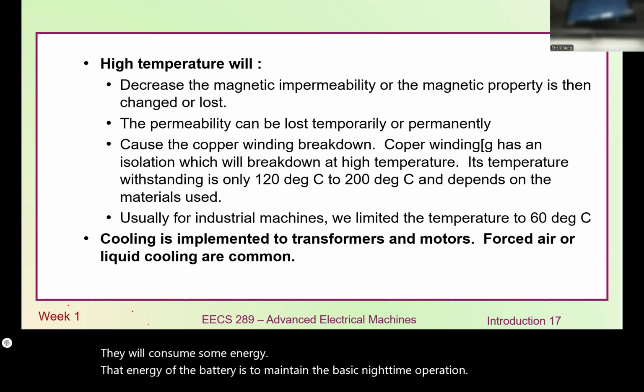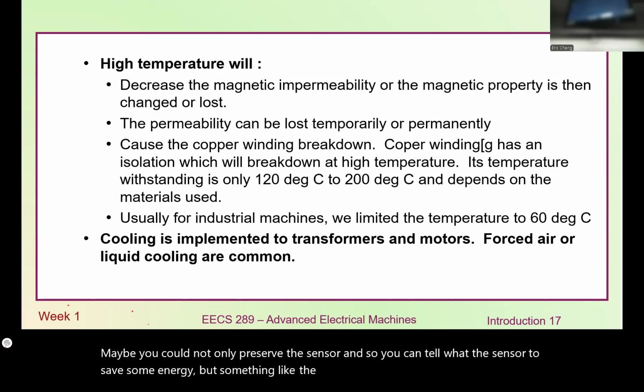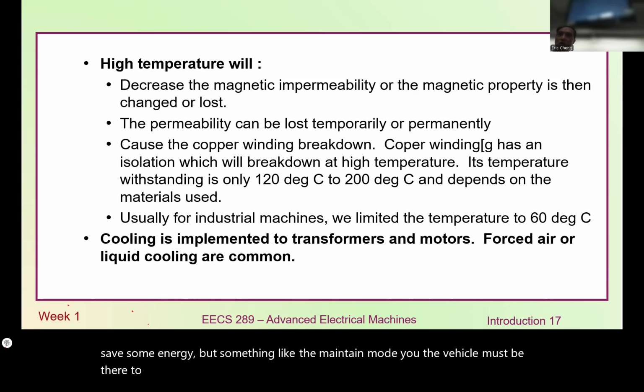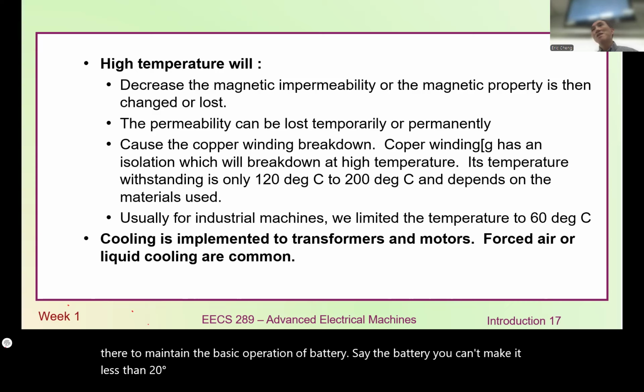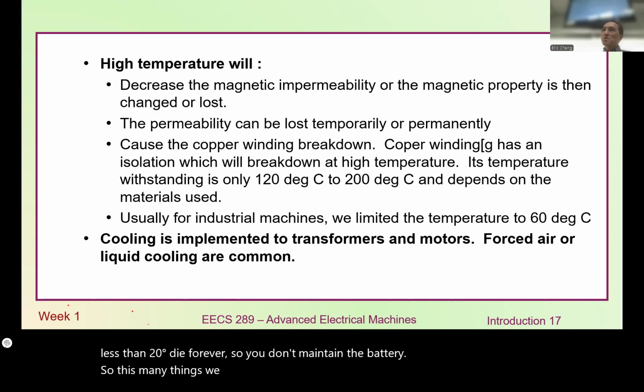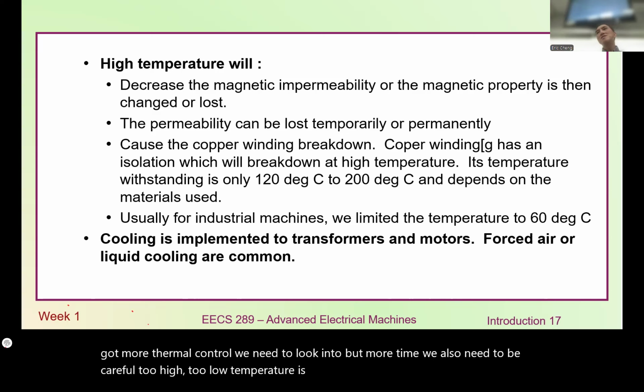Having said that, you can turn off the sensors to save some energy, but in something like a maintain mode, the vehicle must be there to maintain the basic operation of the battery. Say the lithium-ion battery, you can't let it go below minus 20 degrees C, or the battery will die forever. So you must maintain the battery. There are many things we need to thermally control. The battery needs more thermal control, of course, but for the motor we also need to be careful. Too high or too low a temperature is not good for the motor either.